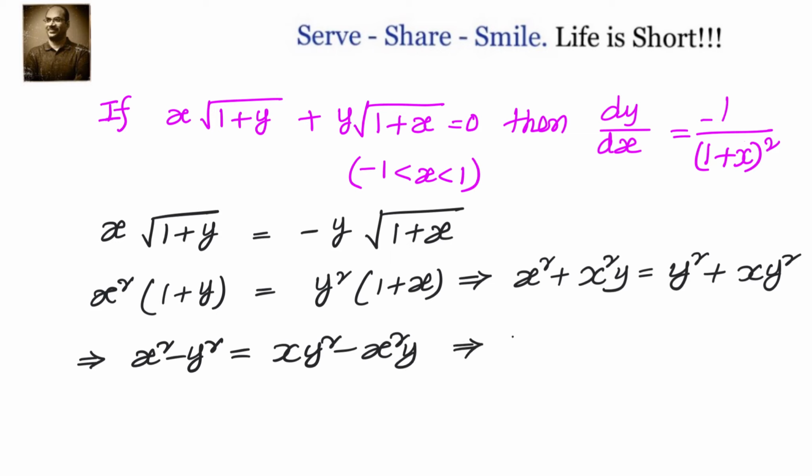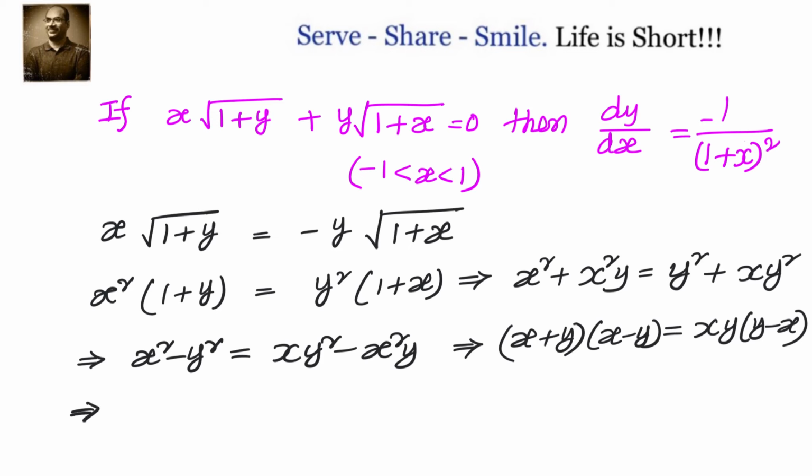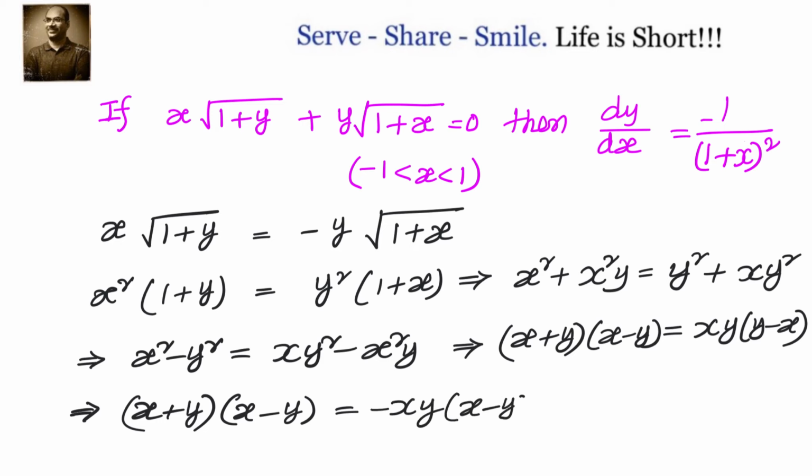Can we write the left hand side as (x+y)(x-y)? Then I see that I can take xy common in the right hand side. So I can take xy(y-x). We know x-y and y-x are negatives of each other, so if you cancel them, you get only minus 1. So we have, taking x-y as common, (x+y)(x-y) = -xy(x-y). Now certainly we know x is not equal to y, so x-y is not equal to 0, so we can cut it off. We get x + y + xy = 0.